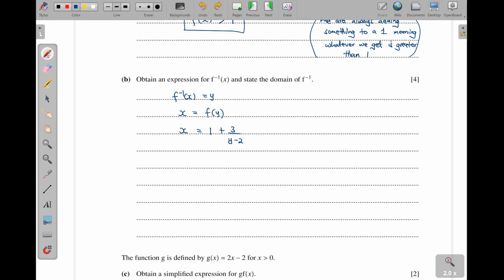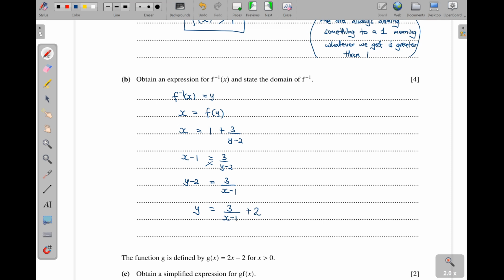So first take this one here. I will get x minus 1, which is equal to 3 over y minus 2. Then I cross multiply. So when I cross multiply, y minus 2 will come here, then it will multiply with this x minus 1. And then from there, I will divide all through by x minus 1, on both sides. So that means y minus 2 is equal to 3 over x minus 1. You see that? Then take the 2 this side. That means y is going to be equal to 3 over x minus 1, plus 2.